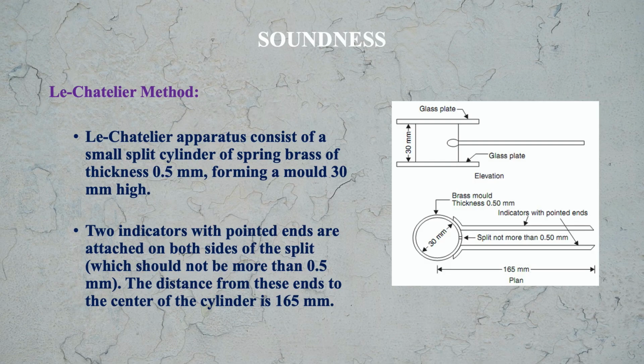Here you see the mold. Above is the elevation. There you see that the height of the mold is 30 mm. Two glass plates at the bottom and the top are used while we test, and these are the pointed ends. In the plan you can also see this 30 mm diameter ring, which is a split, and that split is not more than 0.5 mm, and the length of these indicators is 165 mm having the pointed ends. So you see here how the mold looks in the plan and the elevation.